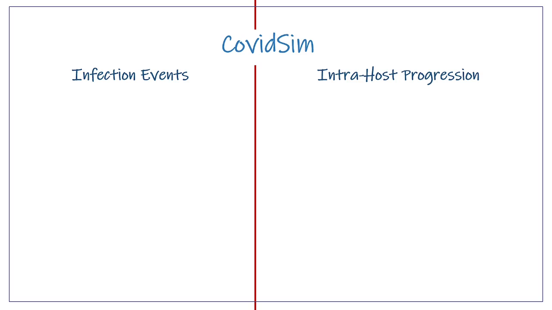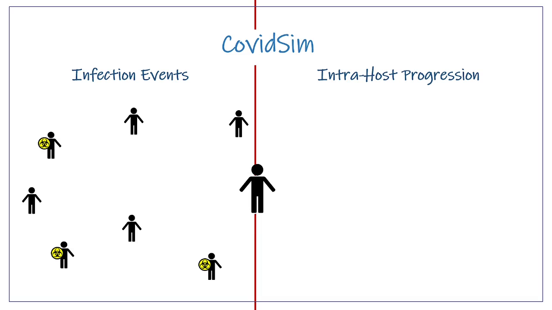At its heart, CovidSim is an agent-based model, and so we follow the progression of the disease in individual members of the population. Consider this person here. We're going to call him Bob. In the first part of the model, Bob can go to different places and interact with people, some of whom may be infectious. Maybe the first two people Bob meets aren't carrying the virus. However, the third person he meets is. This leads to an infection contact event.